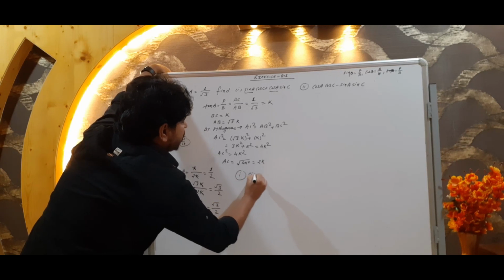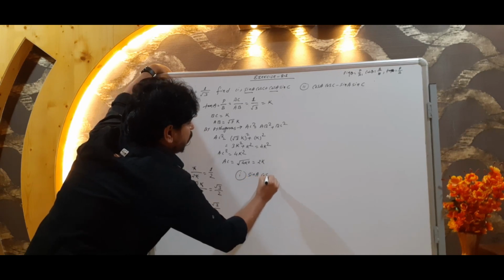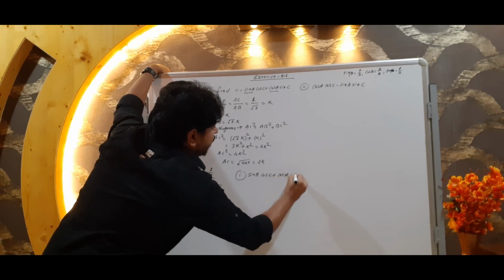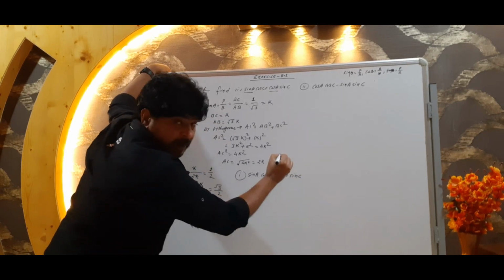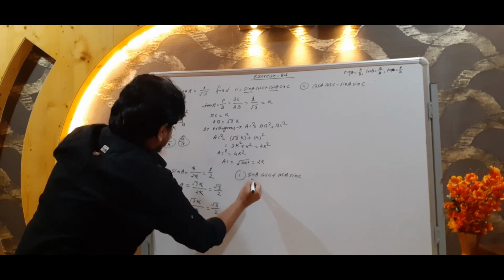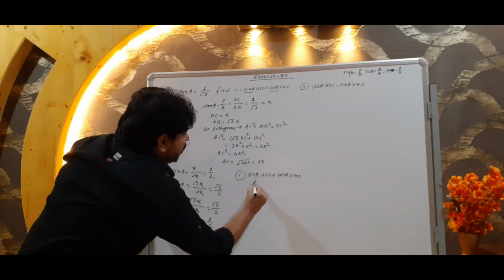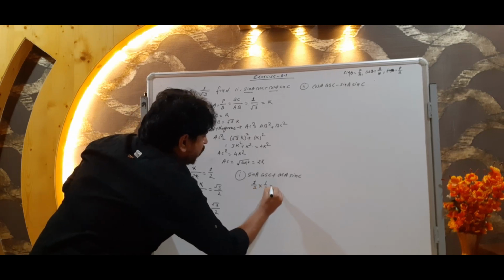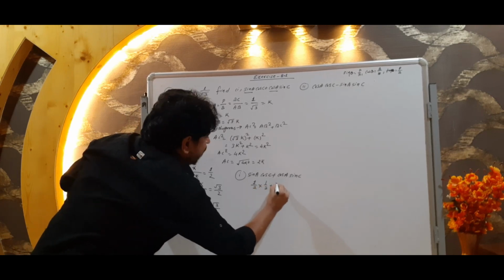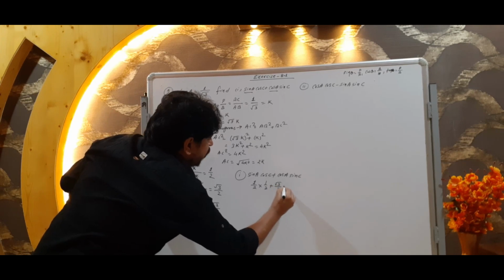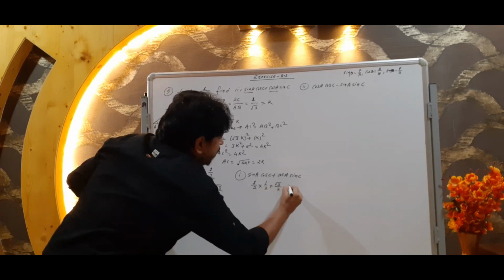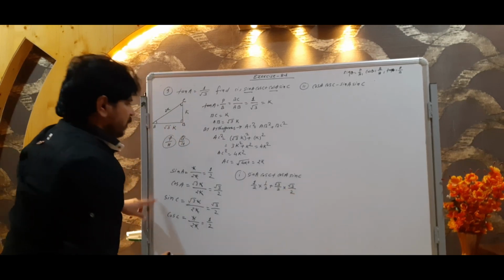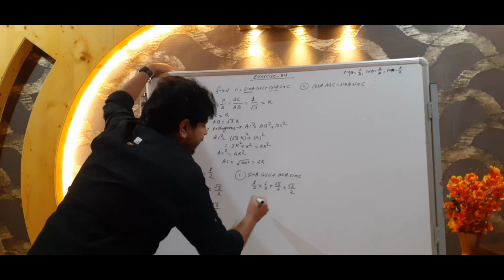This is sin A cos C plus cos A sin C. We have to keep these values here. Sin A, what we got? 1 upon 2 into cos C, 1 upon 2, plus cos A, root 3 upon 2, into sin C, root 3 by 2.